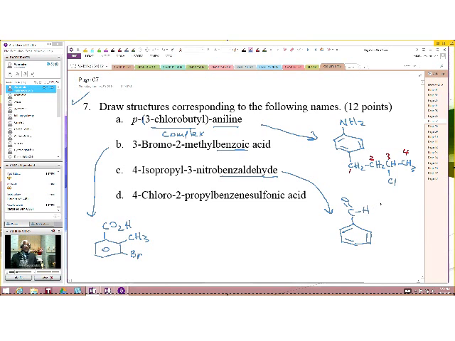That is your benzaldehyde. And now we have in the 4 position isopropyl, we have this here. This is your isopropyl group. And then in the 3 position, you have your nitro. Okay, so this is position 1, 2, 3, and then 4. Okay? And finally, let us do this.